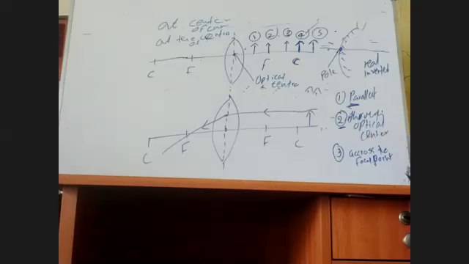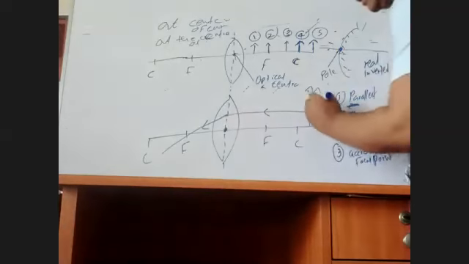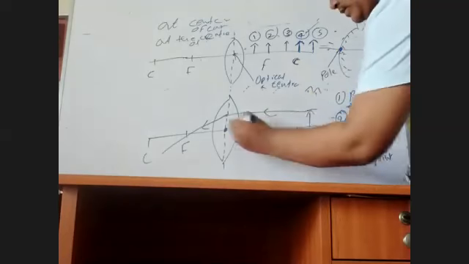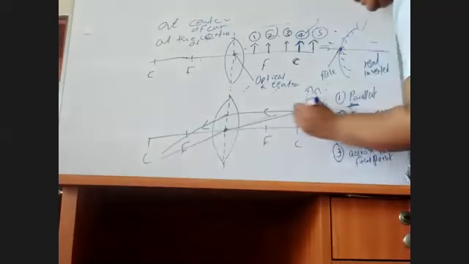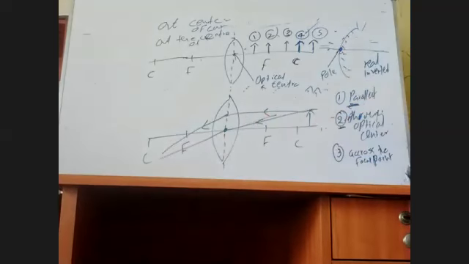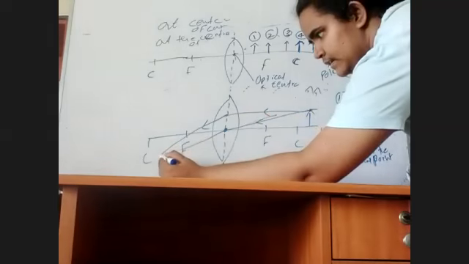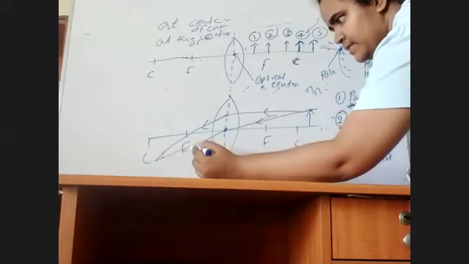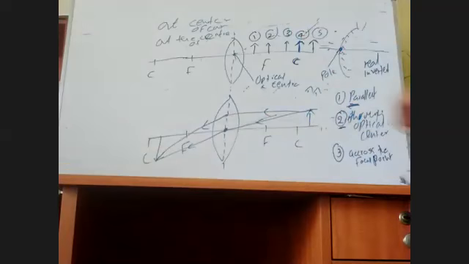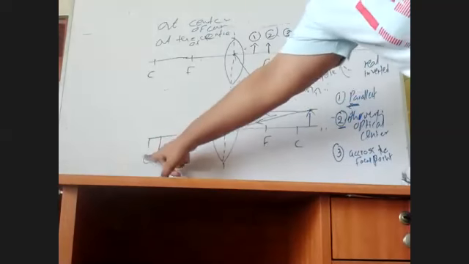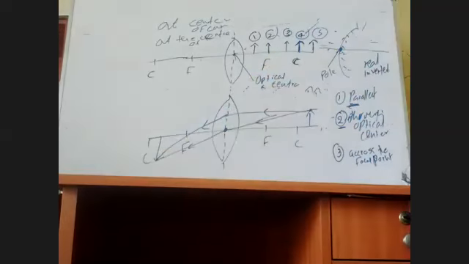The second step is drawing a ray that is passing through the optical center. Here I am drawing the ray, but it should also touch the tip of the object. Then you can see that the rays will meet somewhere here. The image will form between the center of curvature and the focal point.